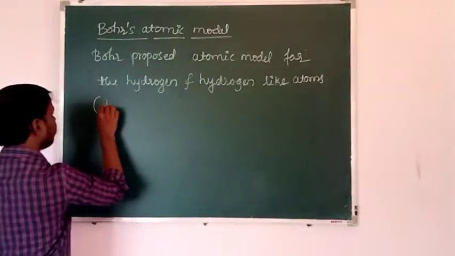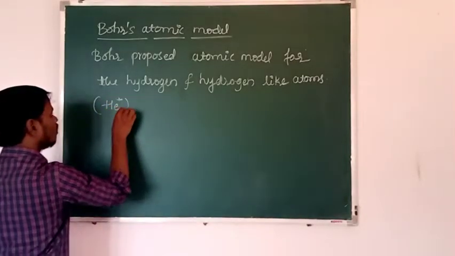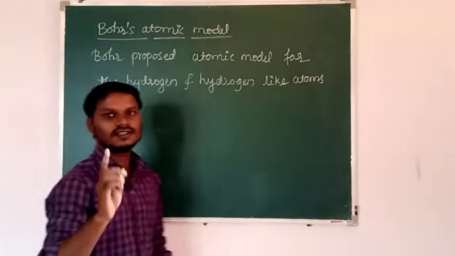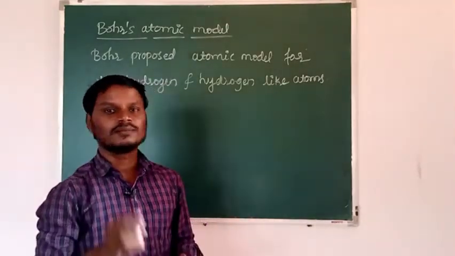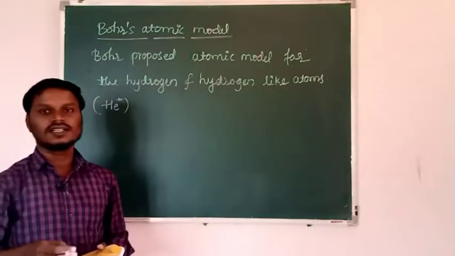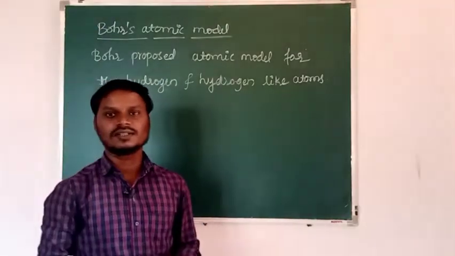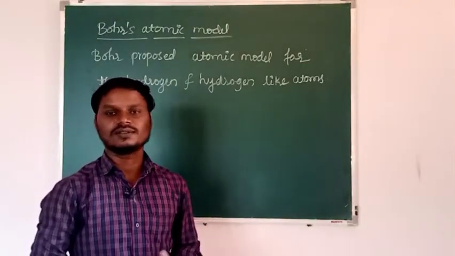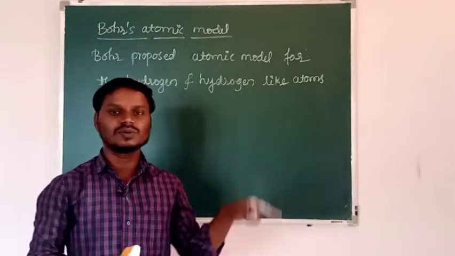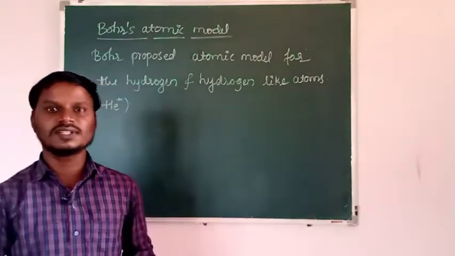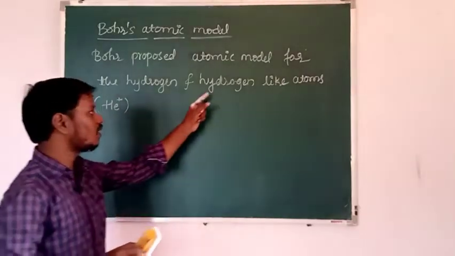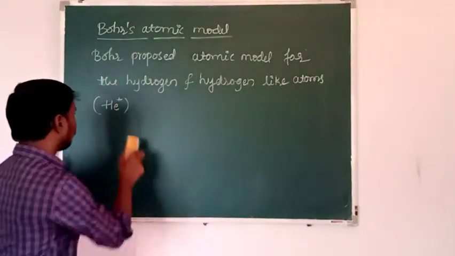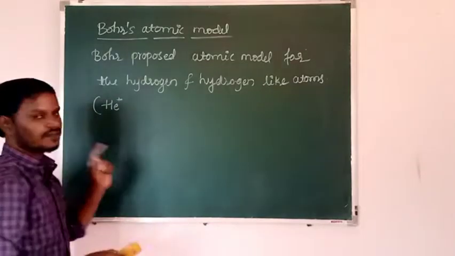Singly ionized helium, He+. In a hydrogen atom there is one proton and one electron. But in the case of a helium atom there are two protons and two electrons. We have to remove one electron. If one electron is removed, there is only one electron present in the helium, then the helium behaves like a hydrogen atom. That is why it is called a hydrogen-like atom. Singly ionized helium is called a hydrogen-like atom.